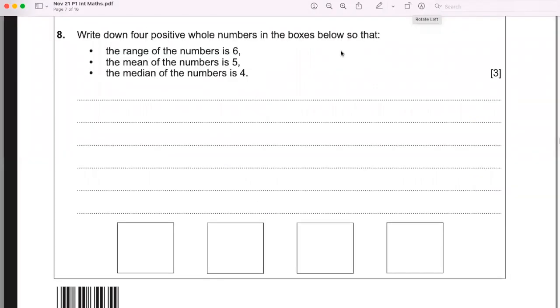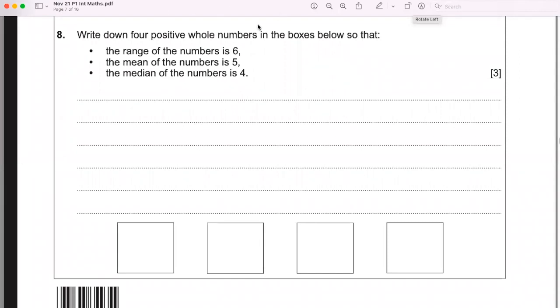Question 8, write down 4 positive whole numbers in the boxes below so that the range of the numbers is 6, the mean of the numbers is 5, and the median of the numbers is 4. Now, this kind of question on averages comes up every single year, and it always comes up like this, which is good because you know the style of the question. They always give you the range, the median, or even the mode, and then the median and the mean, and then you just have to work out the missing numbers.